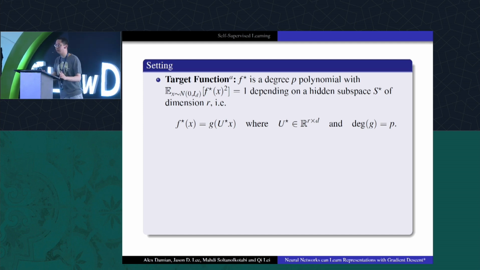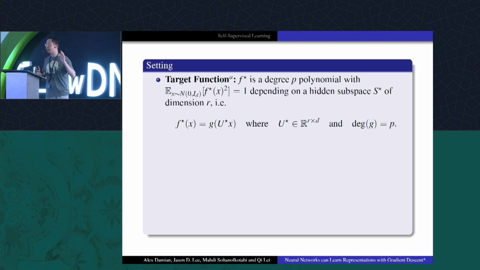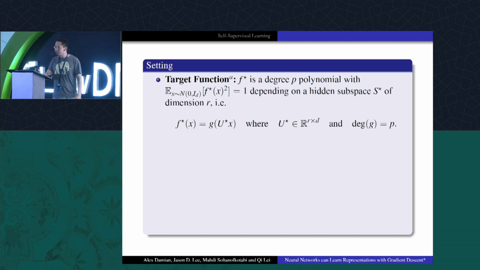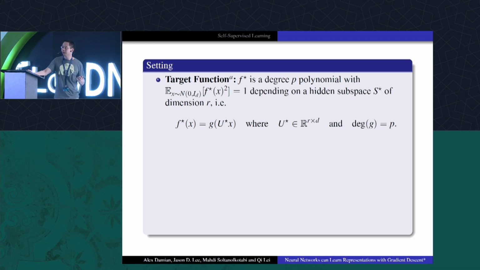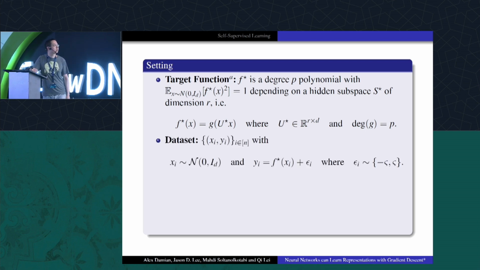There was only one relevant direction. Here, you should think of r as much smaller than d. Maybe there's only a handful of directions that matter, but the ambient dimension is very large, 10,000. Okay, so what is our goal?